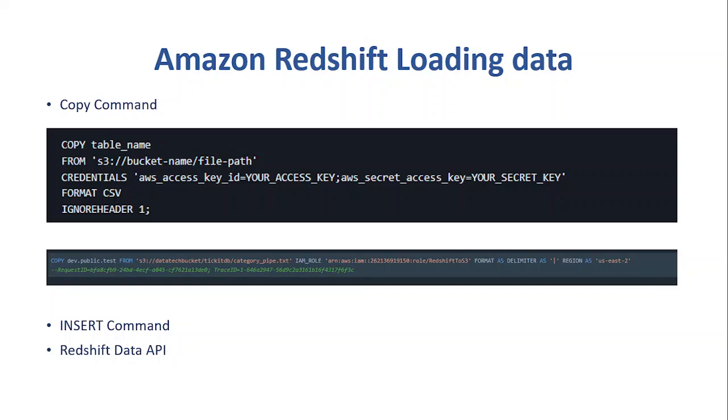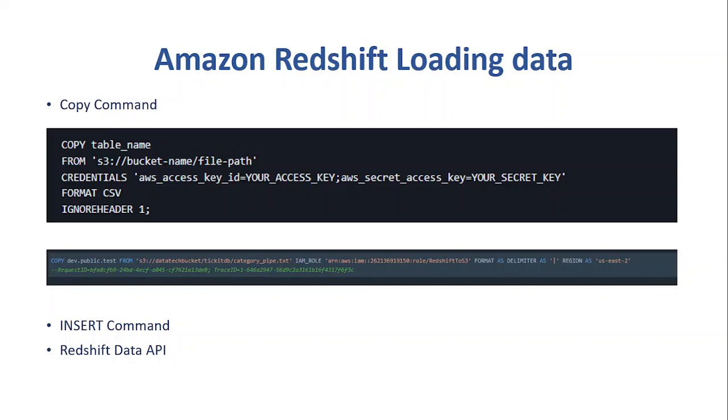On the image you can see it's very straightforward. I have just two snippets of code. You basically write COPY and where you want to copy from. For example, if you're copying from S3, we provide the S3 path, credentials, and what kind of format, and if you want to ignore the header. For example, if it's a CSV and your header has column names, you want to ignore it.